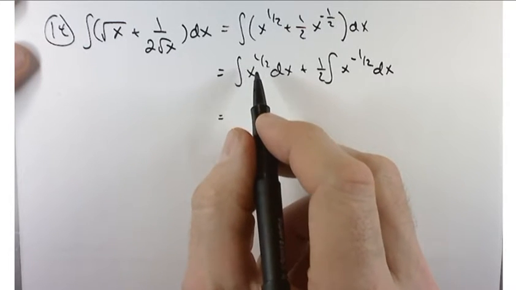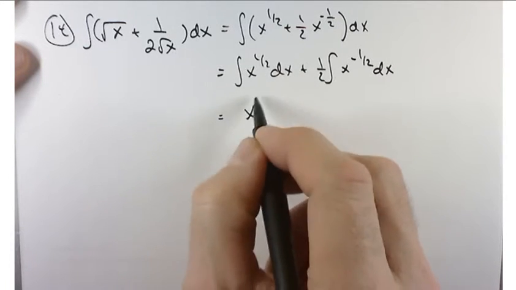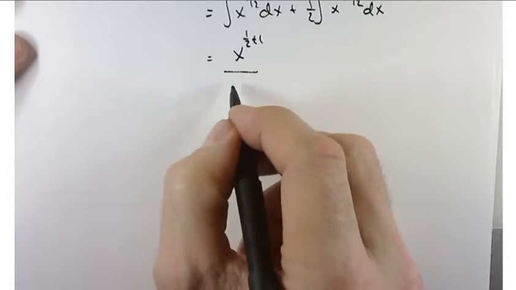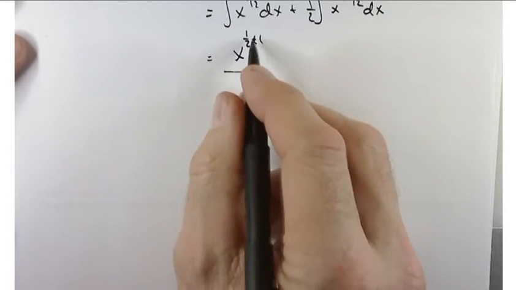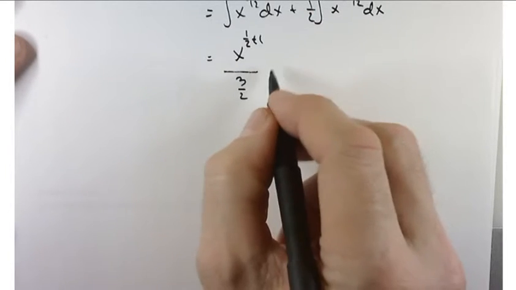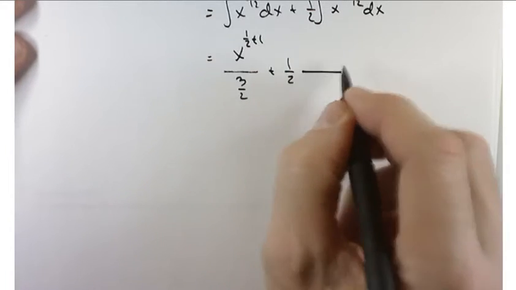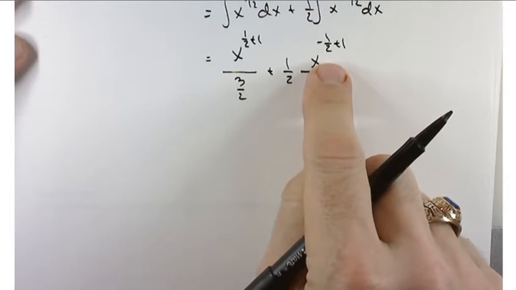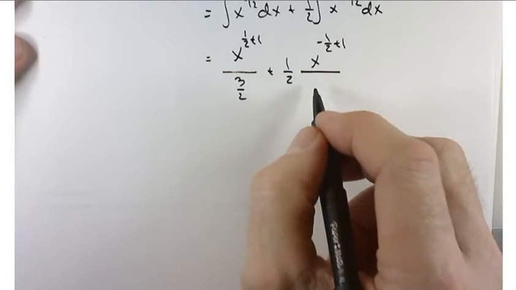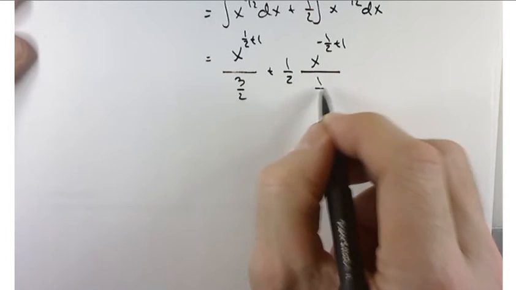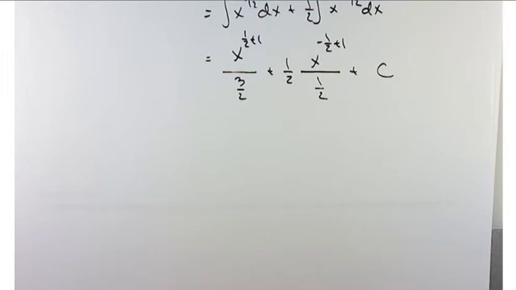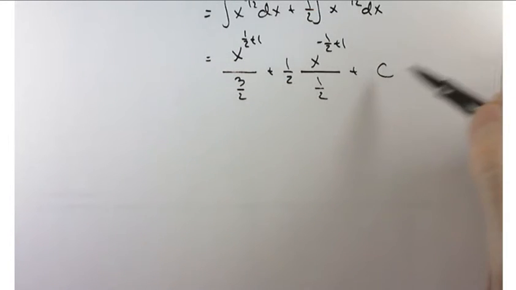The idea here is to add 1 to the exponent. So it's going to be x to the 1/2 plus 1, 3/2. So let's write this as 3/2 in the denominator. Plus 1/2, x to the negative 1/2 plus 1. What's negative 1/2 plus 1? Yeah, 1/2, 0.5. After it's all said and done, you have to include plus c. You don't have to include plus c for every integral you do. Just throw 1 in at the end.